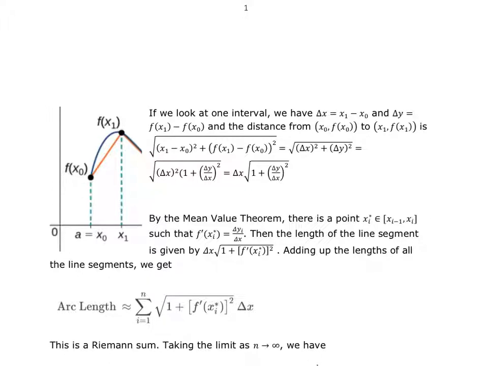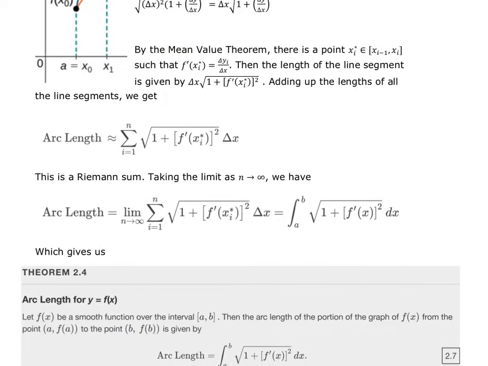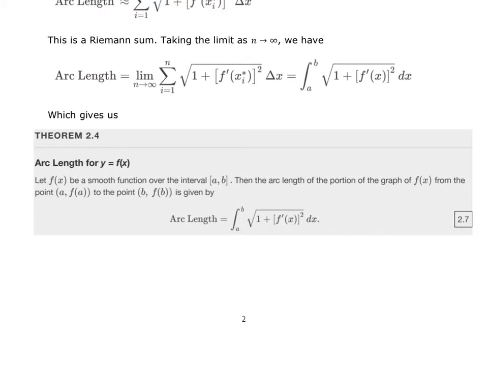And so my arc length is going to be the summation from i equals 1 to n of the square root of 1 plus the derivative of the function squared, times delta x. If we take the Riemann sum of that and let n go to infinity, then the arc length is going to be equal to, from a to b, the square root of 1 plus the derivative squared dx. And that gives us our first theorem right there. So I'm going to stop and ask what kind of questions you have for me, or at least to catch up and write that theorem down.